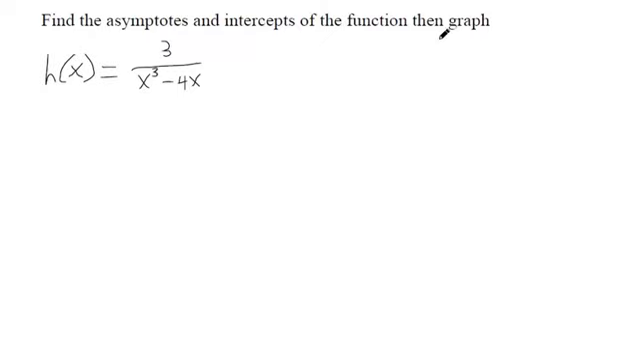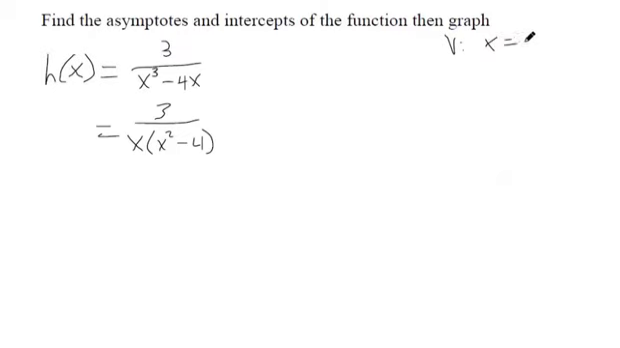Let's start with the horizontal, let's do the vertical asymptotes. Vertical asymptotes happen where you have divide by zero problems, okay? So if we factor the bottom to give us a better picture, you can take an x out of both terms. You have x squared minus 4 left over.